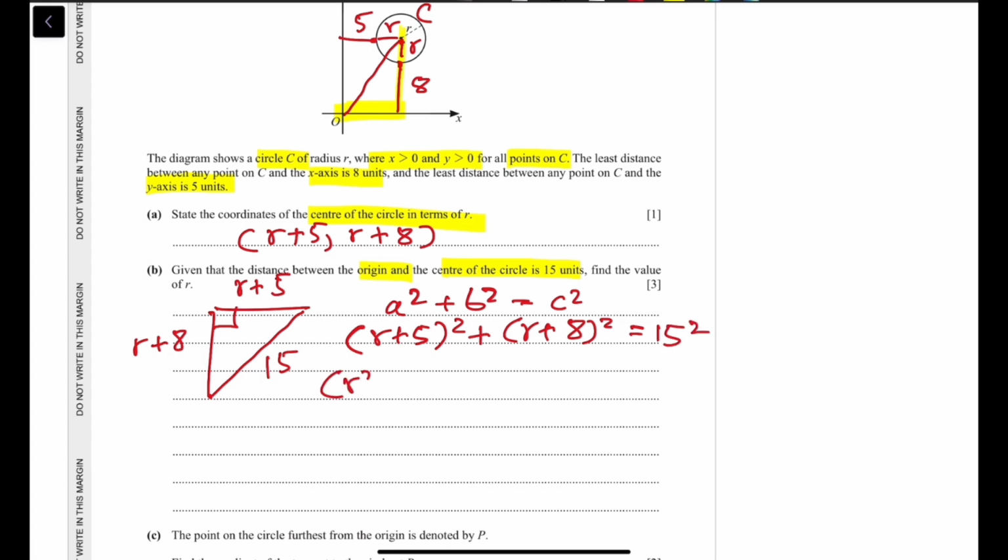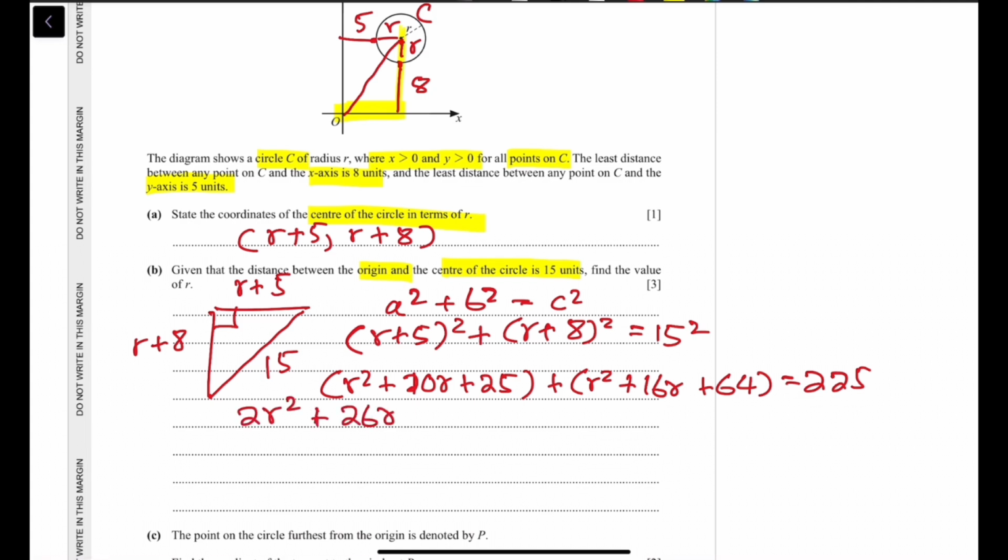In other words, r squared plus 10r plus 25 plus r squared plus 16r plus 64 equals 15 squared, which is 225. This means 2r squared, if we add up the values, plus 26r plus 25 plus 64 minus 225, which is minus 136, equals 0.